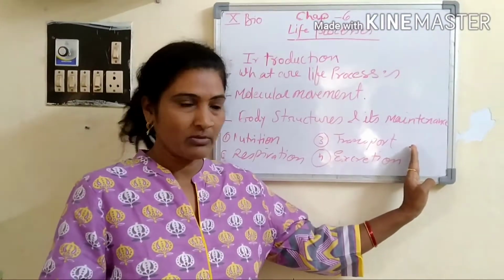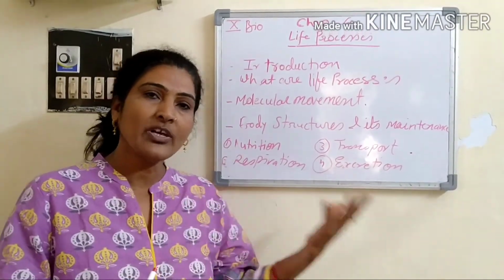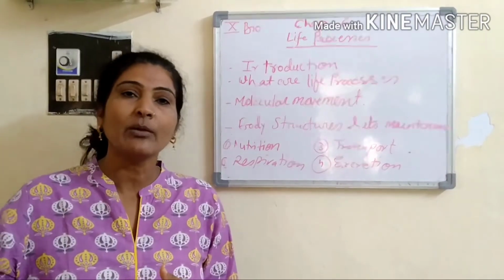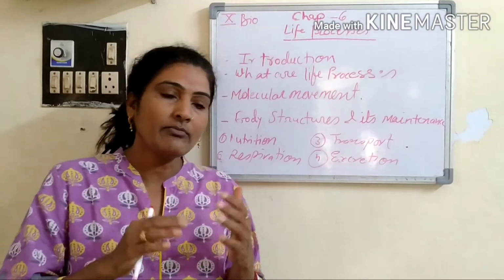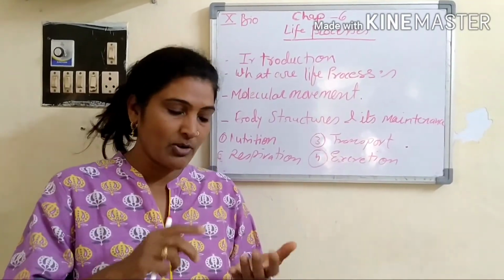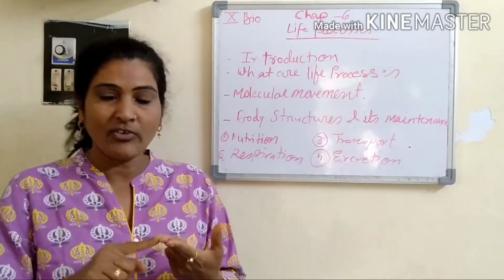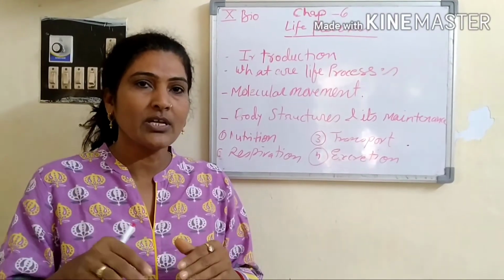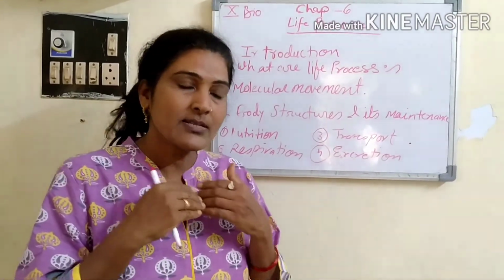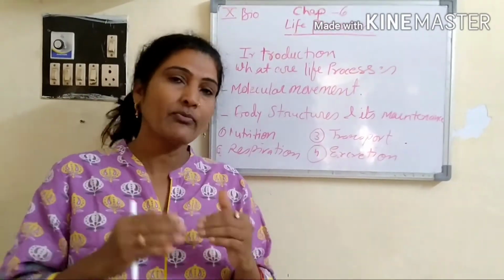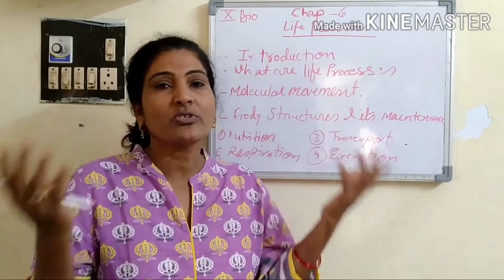Third one is transport. This is again a very important process because organisms are different. Some of them are unicellular and many are multicellular. If the organism is unicellular, then one cell has to perform all the processes: nutrition, respiration, and for transport, it will take material from the surroundings by diffusion only, and for excretion, all the materials will be sent out of the body by diffusion only. Diffusion is a sufficient process in unicellular organisms, so no transport system is needed.